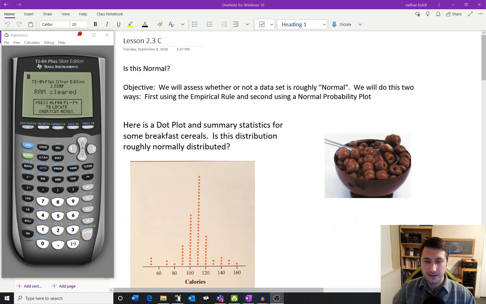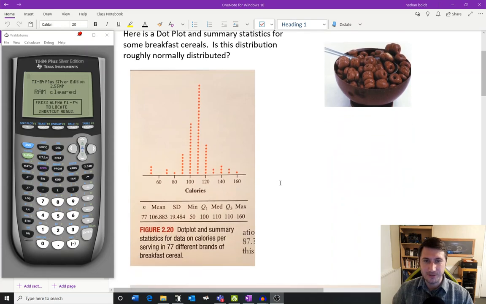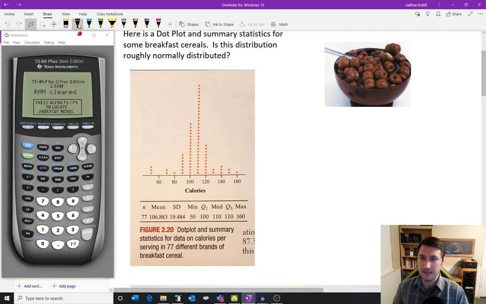So here we have a dot plot and summary statistics for some breakfast cereals and the amount of calories in those breakfast cereals. Is this distribution roughly normally distributed? Well, it certainly looks bell-shaped, doesn't it? I mean, I can draw a bell curve over it, something like that. But is that bell curve too steep? Is it actually a normally shaped bell curve?